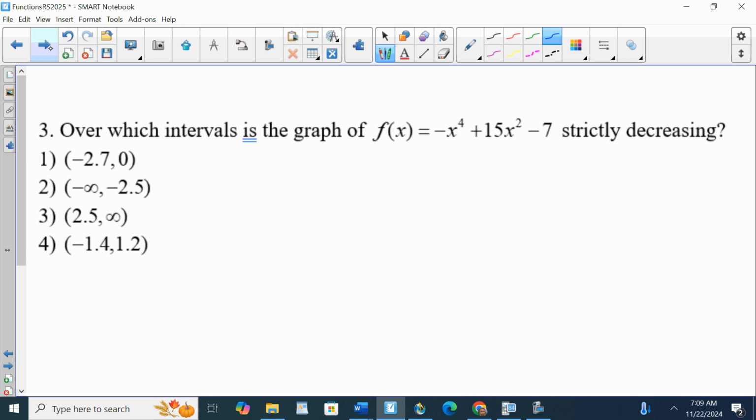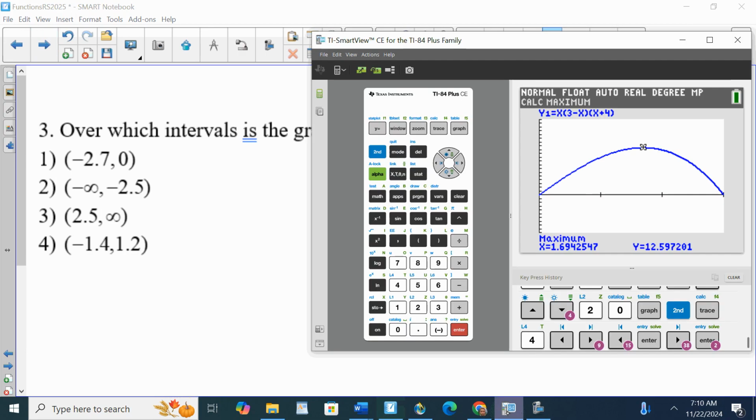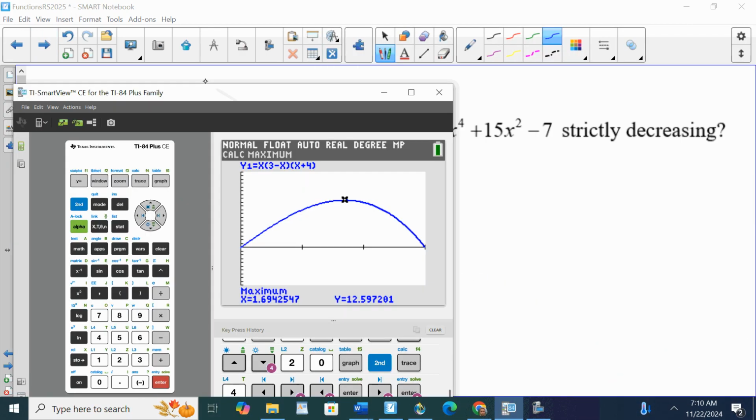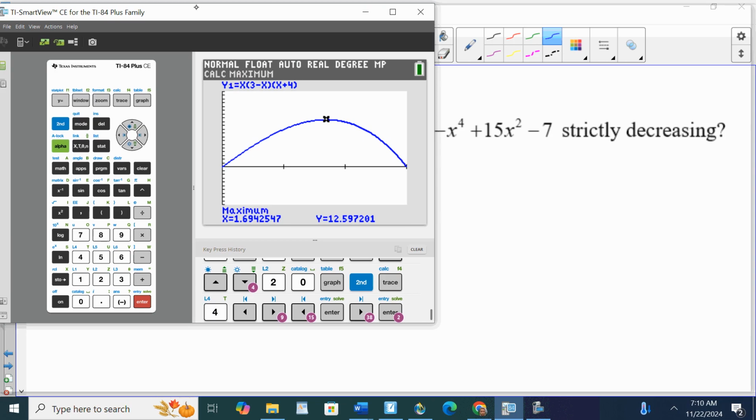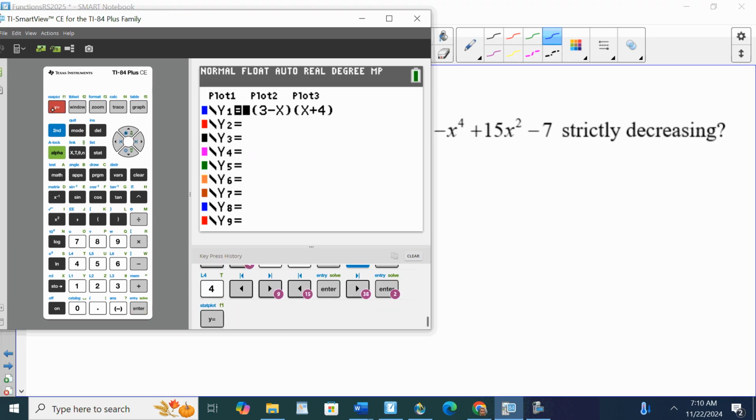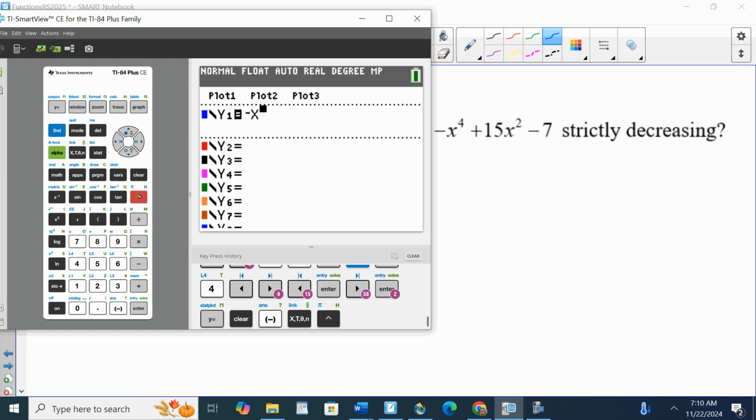Over which interval is the graph strictly decreasing? Well, I know that it's decreasing when it's going down from left to right. So let's figure out when it's going down from left to right. Let's go to y equals. Let's type it into the calculator. Negative x to the fourth plus 15x squared minus 7.